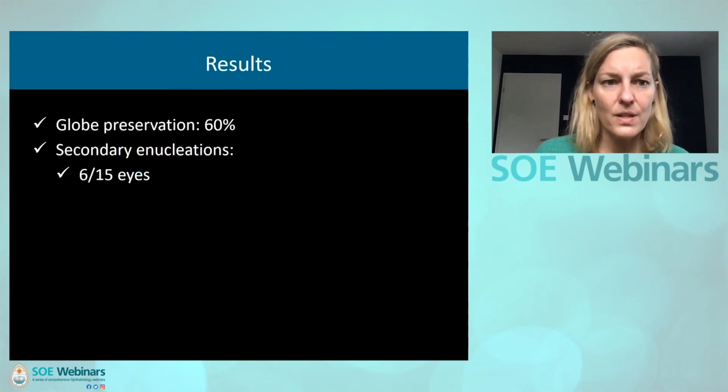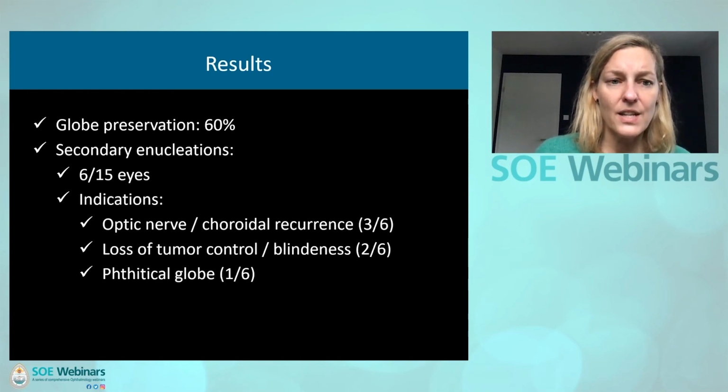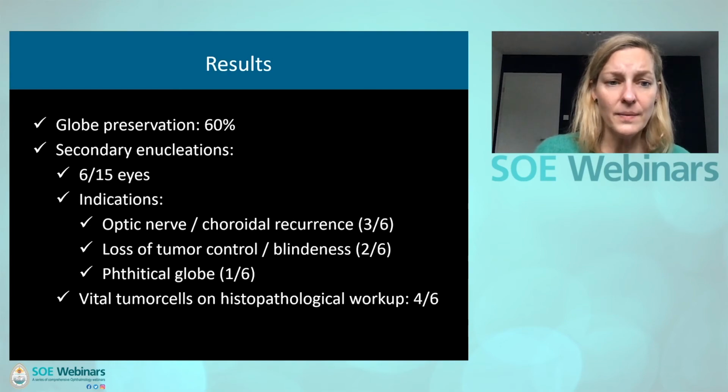Let's have a look at our results. Globe preservation rate was 60%. That means that 6 out of 15 eyes showed a need for secondary enucleation. Indications for secondary enucleation were optic nerve and choroidal recurrences, loss of tumor control with consecutive blindness in 2 eyes, and a phthisic globe in 1 eye. We found vital tumor cells on histopathological examination in 4 eyes, which is not surprising, as we saw that in 3 eyes on clinical examination.